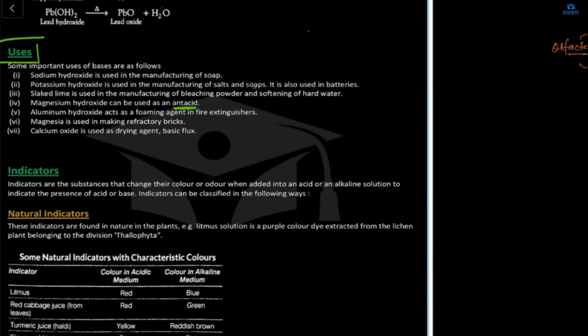Ma'am, over an insect bite, we can put baking soda or something. Yes. Magnesia is used in making bricks. Calcium oxide is used as a drying agent. And the most important, aluminium hydroxide, which helps in the fire extinguisher.